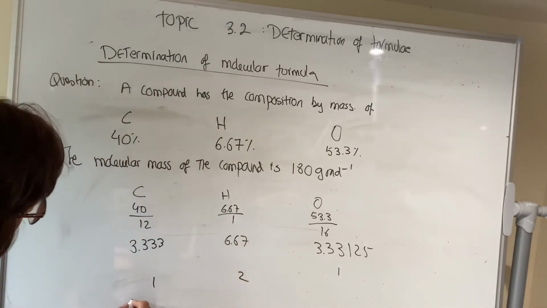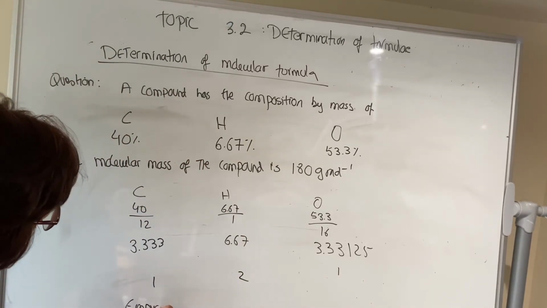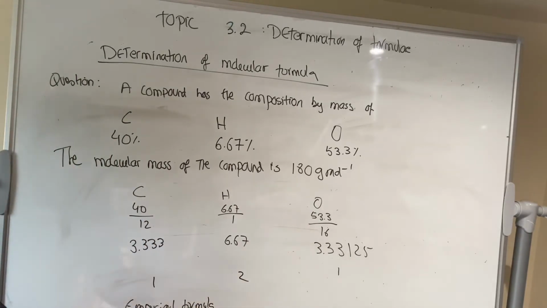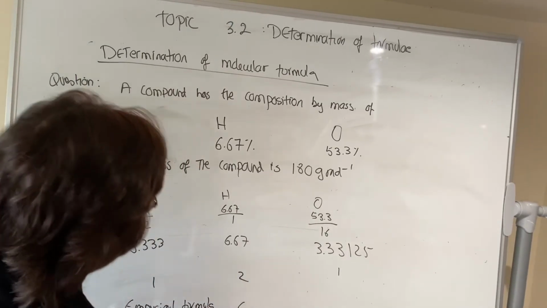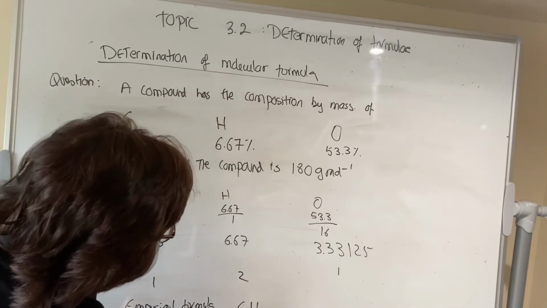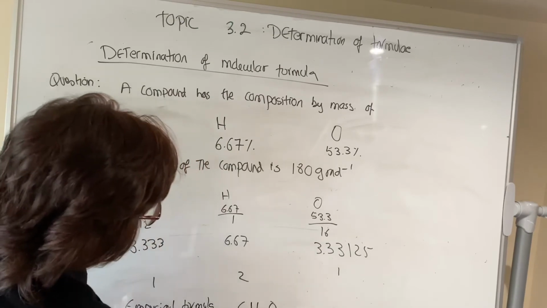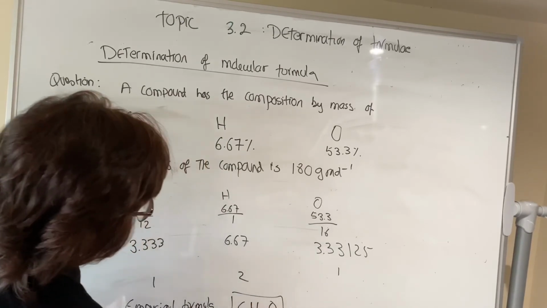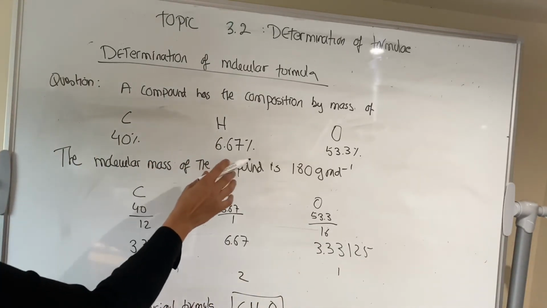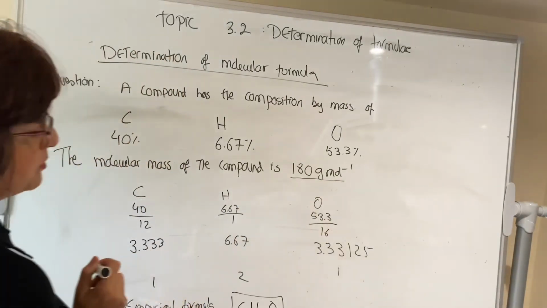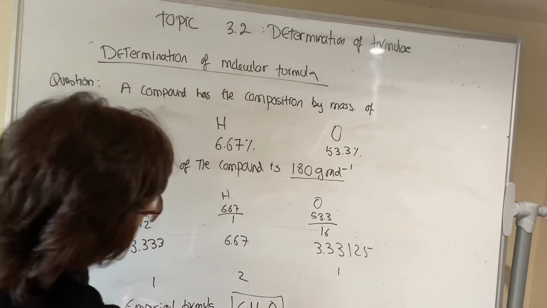So the empirical formula is going to be carbon 1, hydrogen 2, and oxygen 1. So that's your empirical formula. Now we know that the molecular mass of this compound is 180 grams per mole. So what we do, you work out the molar mass of this.